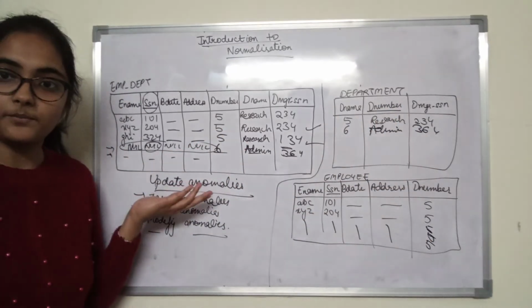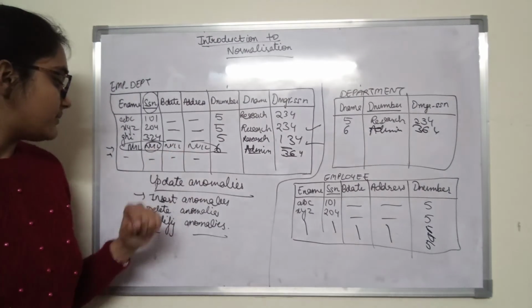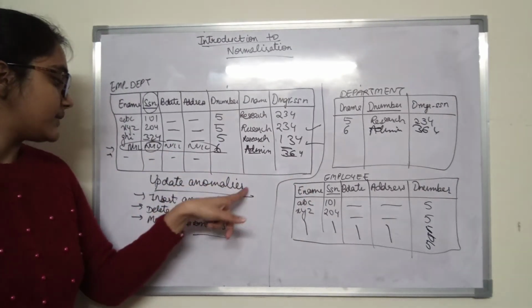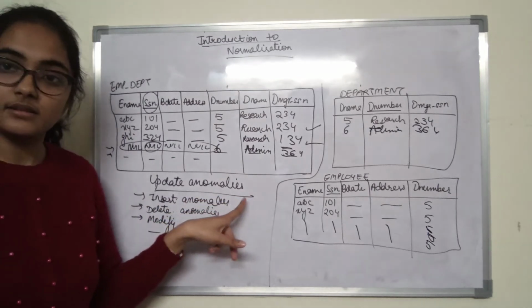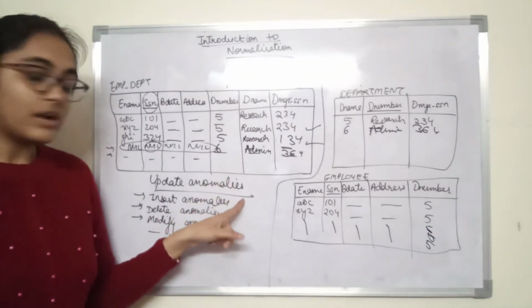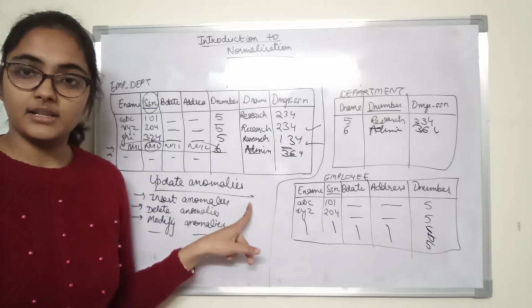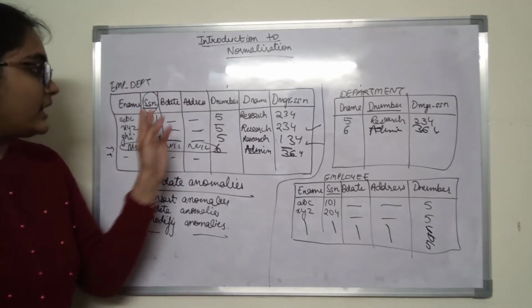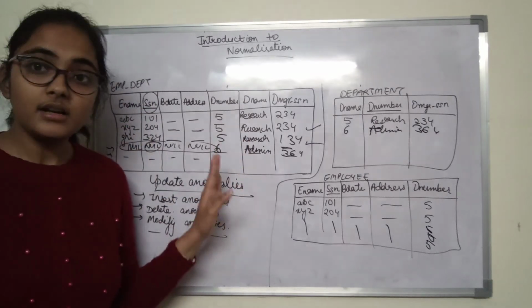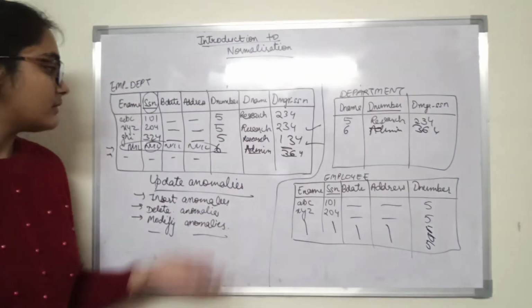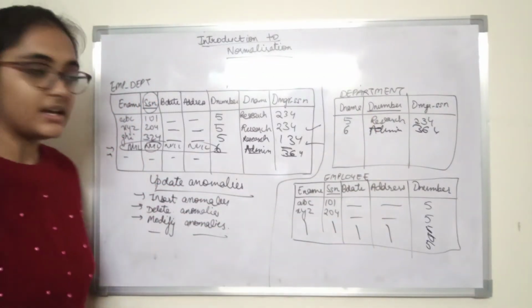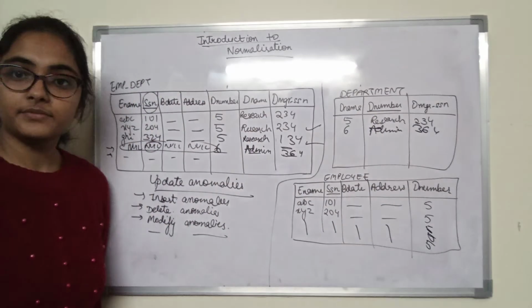Here there is a problem, right? That is caused by insertion. There are two types of insertion anomalies. We saw two anomalies under insertion anomalies: first, while inserting an employee tuple, and second, while inserting a department tuple, right? Here these tuples are different, so there was no problem. Here there is a problem.